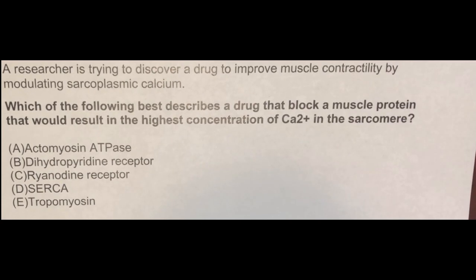A researcher is trying to discover a drug to improve muscle contractility by modulating sarcoplasmic calcium. Which of the following best describes a drug that blocks a muscle protein which would result in the highest concentration of calcium in the sarcomere? So we really don't need the vignette for this. This is kind of a standalone question. But let's go ahead and dissect it anyway.